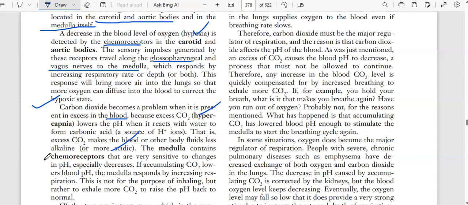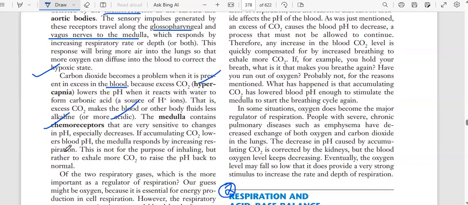The medulla contains chemoreceptors that are very sensitive to changes in pH, especially decreases, if accumulating CO2 lowers blood pH. The medulla responds by increasing respiration. It is not for the purpose of inhaling, but rather to exhale more carbon dioxide to raise the pH back to normal. So basically, the medulla will activate in two conditions: when the oxygen is decreased in the blood, and when the pH level is decreased. Decreased pH means more hydrogen ions. More hydrogen ions mean the blood is in an acidic condition.